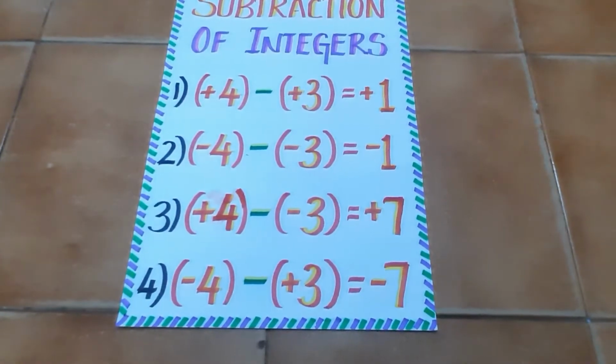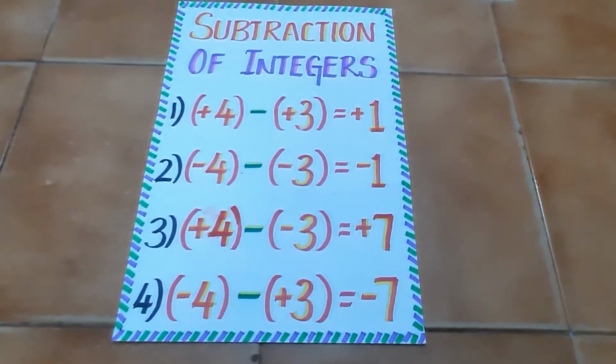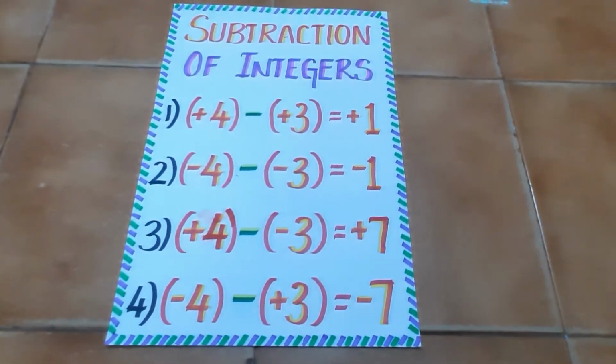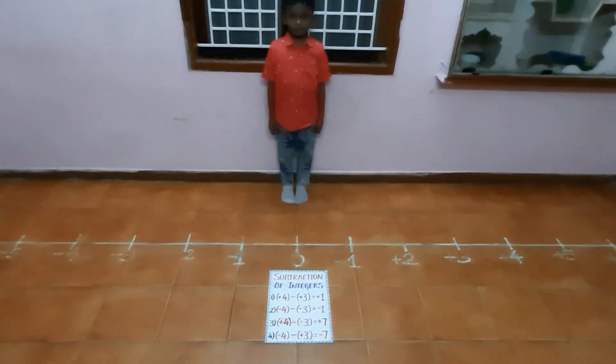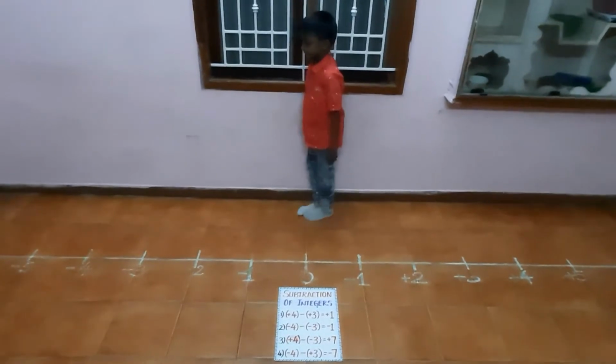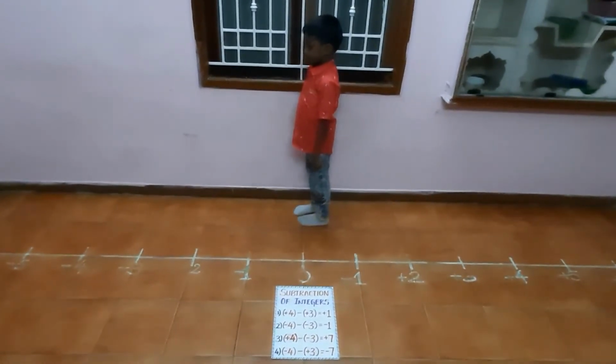In the second case, we are going to find the difference between minus 4 and minus 3, and let's see how we are getting minus 1. Here, the first number is minus 4. Therefore, the kid is going to turn towards the minus direction and he is going to reach minus 4.